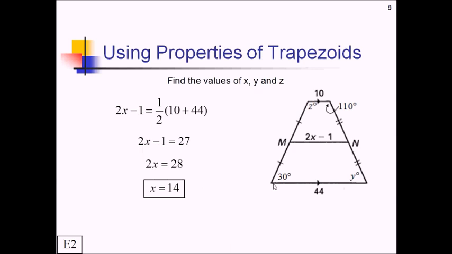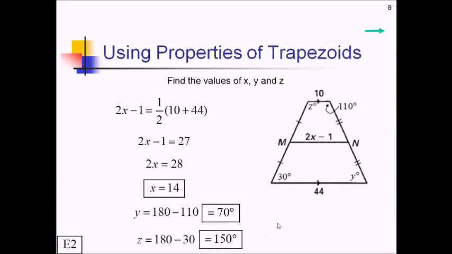Let's go ahead and find y and z now. For angle y, that's going to be supplementary with this other base angle up here, 110. So that's going to end up being 180 minus 110, which gives us 70 degrees. And then finally, for angle z, we can't assume that angle z is the exact same as this other base angle, 110 degrees. It could be the case, but it doesn't have to be that way. But what we do know about angle z is that it is supplementary with 30 degrees down here. So 180 minus 30 gives us our angle of 150 degrees.